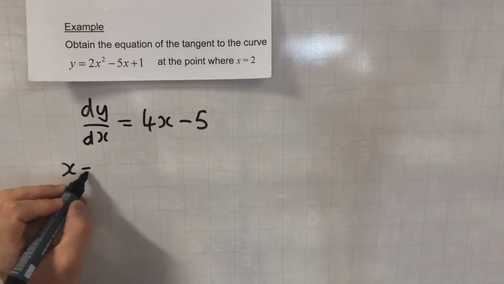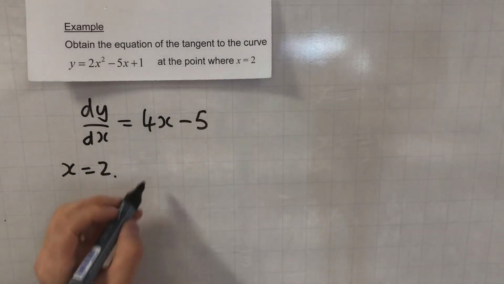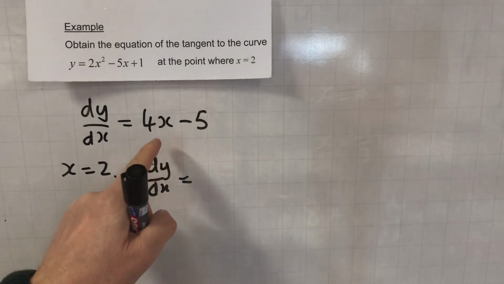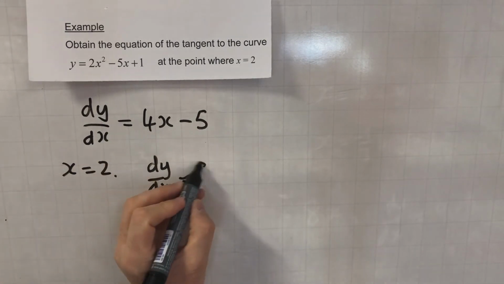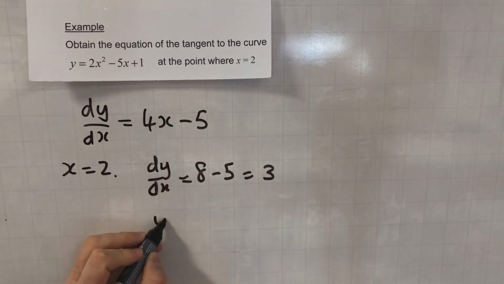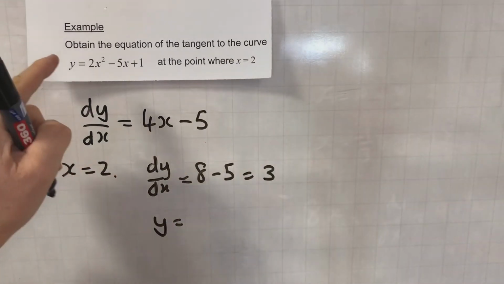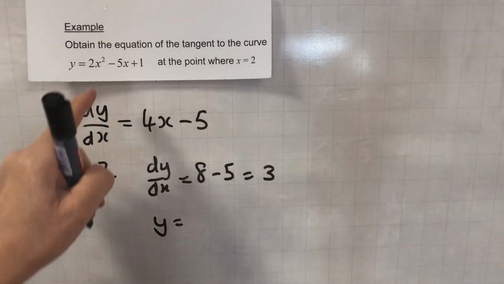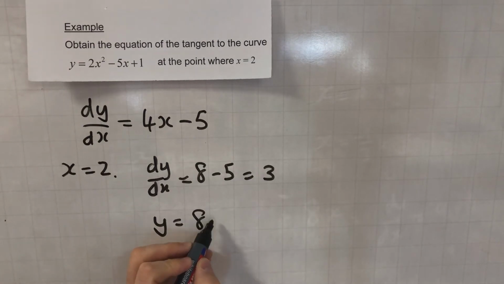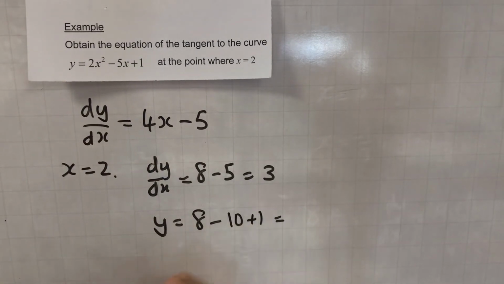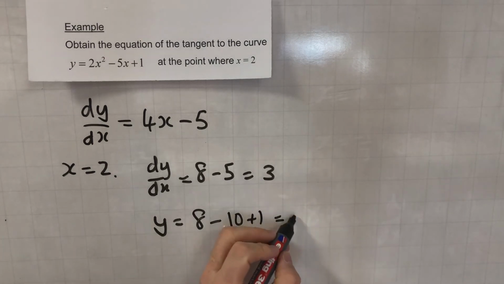When x equals 2, there's two things we need here. Start off with the gradient. So put 2 into there, I get 8. Take the 5, so the gradient is 3. But also, we weren't given the y-coordinate, so I need to put 2 into there. So if I put 2 into there, I get 8. Take 10 plus 1. So we've got minus 2 plus 1, we've got minus 1.